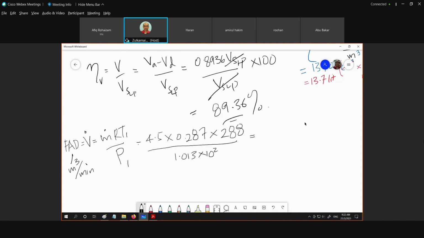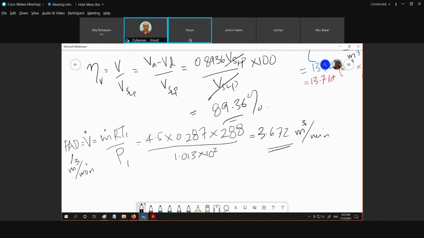4.5 kali 0.287 kali 288 divided by 1.013 exponential of 2. 3.672. Meter cube per minute. Per minute.